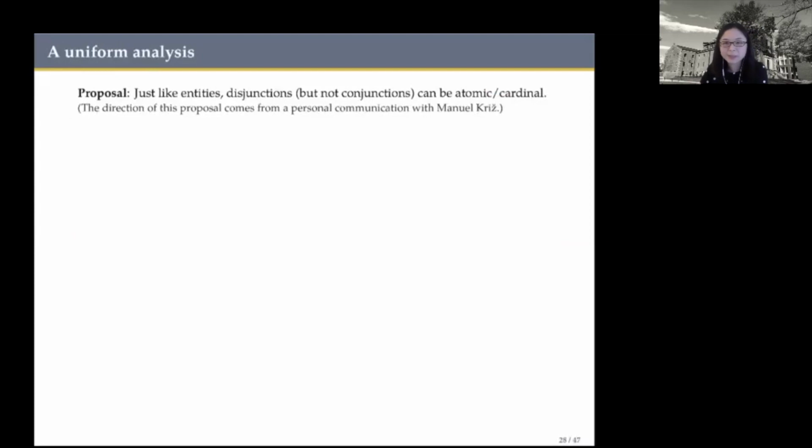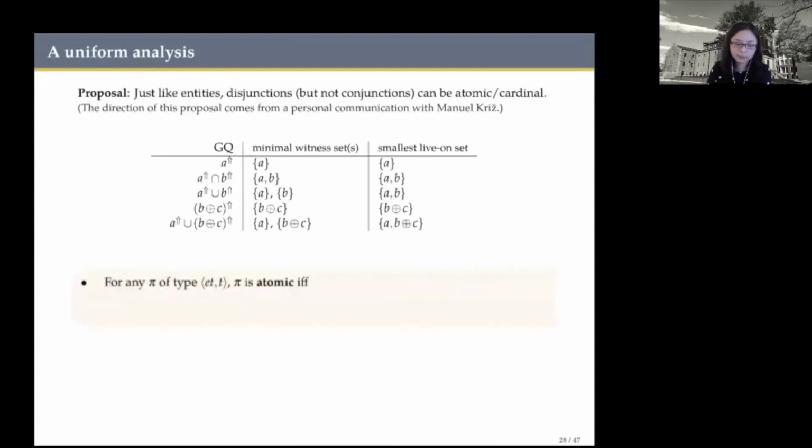The idea is very, very simple. Just like entities, disjunctions, but not conjunctions, can be atomic or cardinal. To determine whether a generalized quantifier is atomic or cardinal, we're going to look at two relevant sets. One is the minimum witness set, one is the smallest event set.